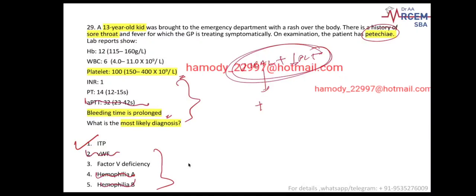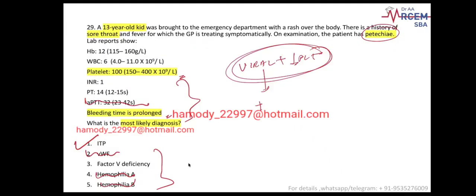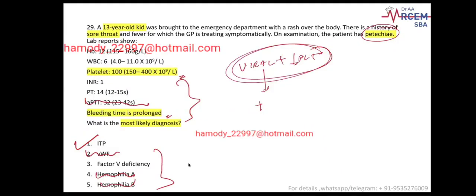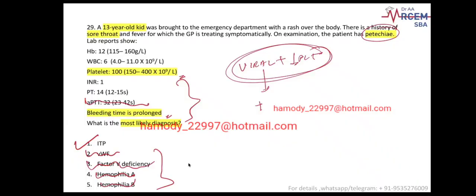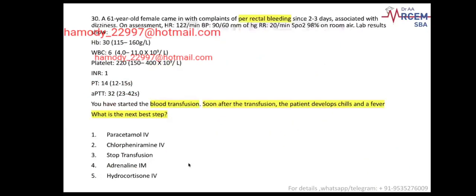Von Willebrand factor also can be ruled out because APTT is in the normal range. In that way, easily you can rule out the other parameters. Same thing, factor 5 deficiency is also ruled out because both APTT and PT are in the normal range.